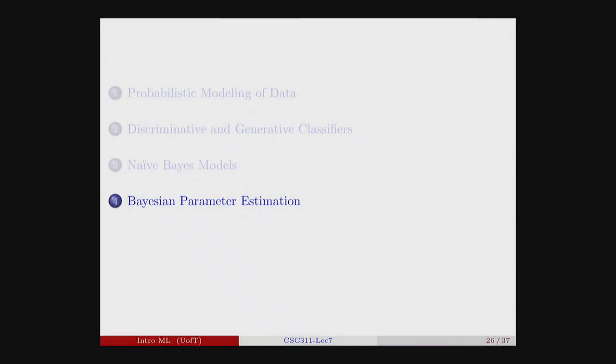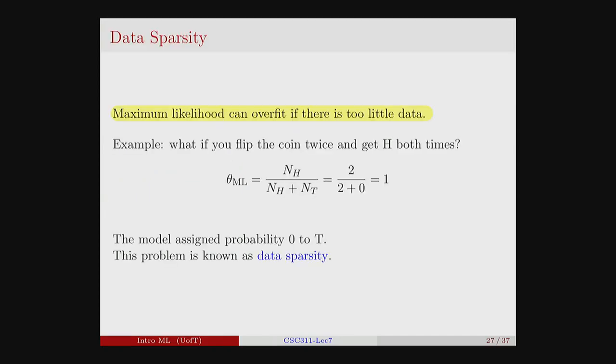And so what we're going to talk about in the last 20, 25 minutes or so is an extension of this idea that is called Bayesian parameter estimation. So we're going to motivate this.